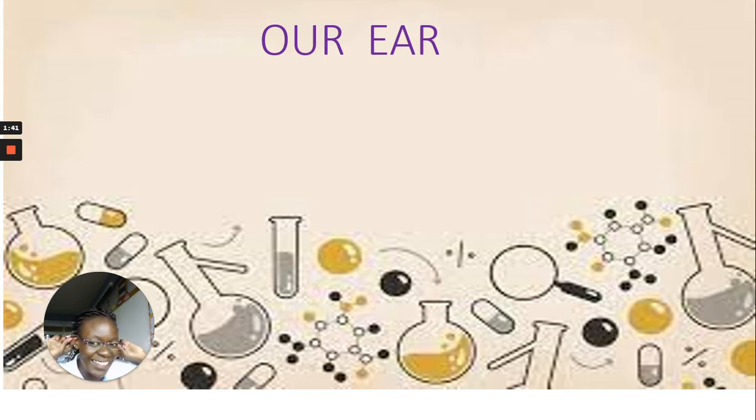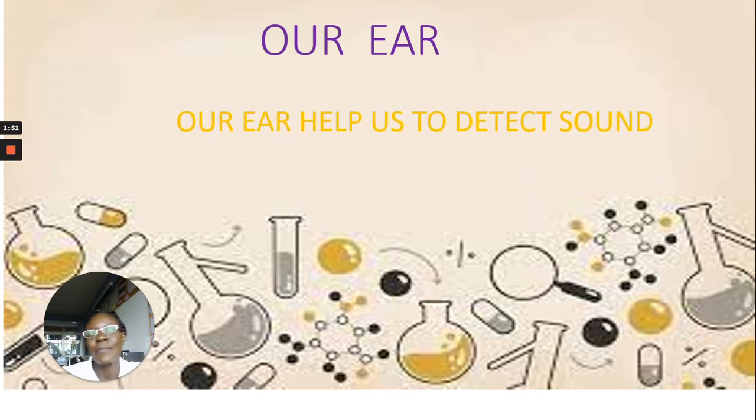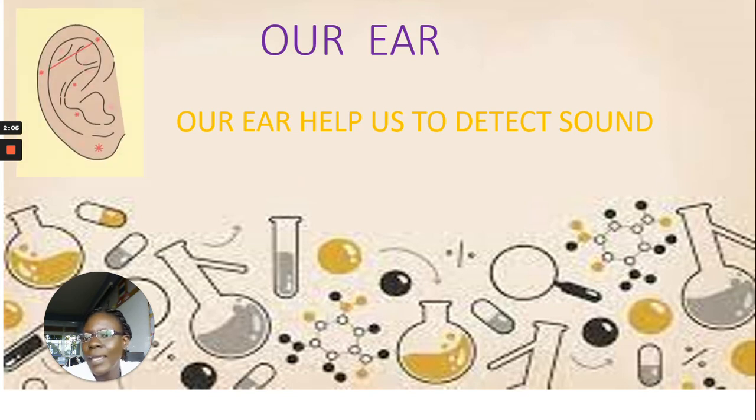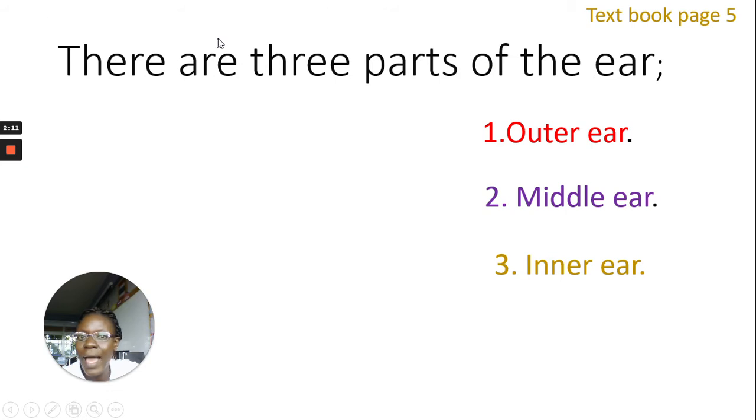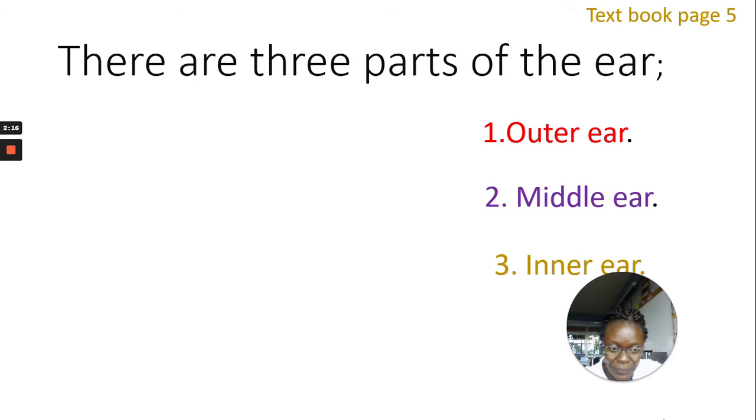So are you ready? Okay, good. So what do we use our ears for? Yeah, we use our ears to detect the sound. Our ear helps us to detect the sound, or you can tell the sound. If you hear the sound, you can tell what sound it is, okay? Now, our ear is made up of 3 parts. So there are 3 parts of the ear.